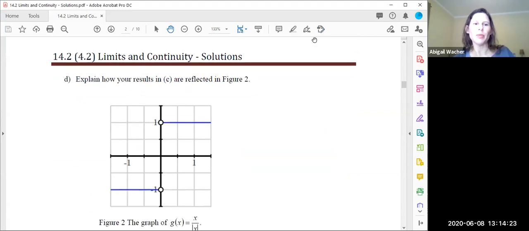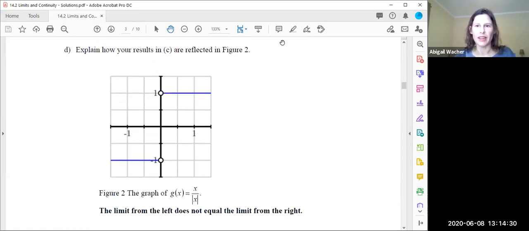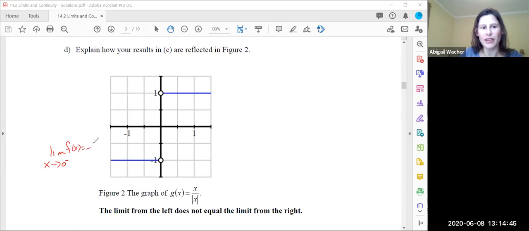Okay, so explain how your results in C are reflected in figure 2. Okay, well, as I was saying, you have the limit coming from the left. So limit, maybe I'll write over here, limit as x goes to 0 from the left-hand side of f of x, you're getting equals to minus 1, whereas the limit as x goes to 0 from the positive side of f of x, you're getting equal to 1. And you can see that in the picture. You have your 1 up there and your minus 1 down here.